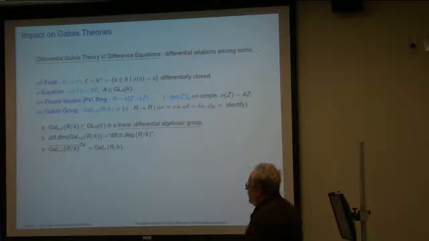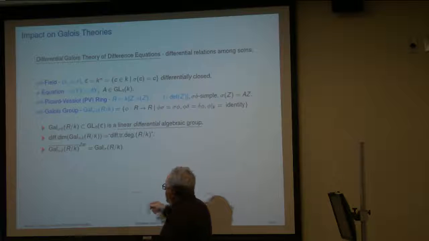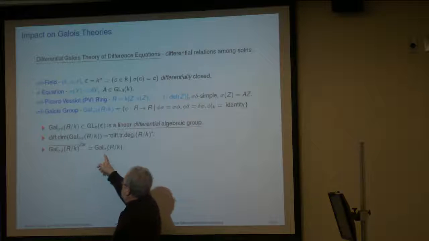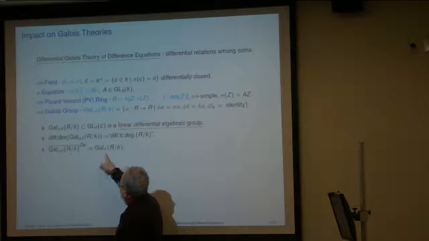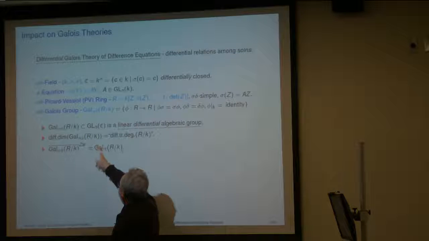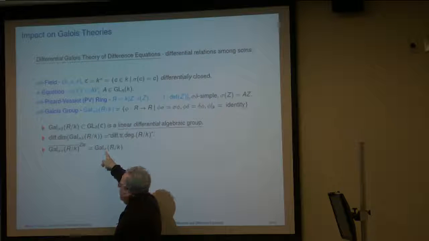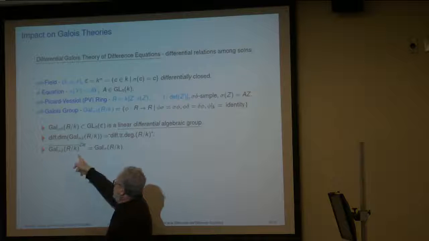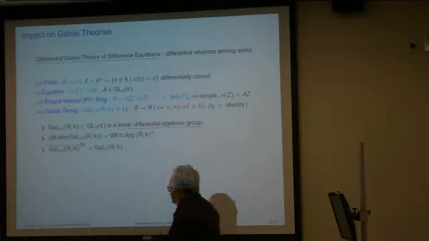And the key fact is that the Zariski closure of this group is the standard Galois group. So if I think of this equation just as an equation with respect to sigma, a morphism, it has a Galois group. This sigma delta group lives inside, and its Zariski closure is the whole thing.